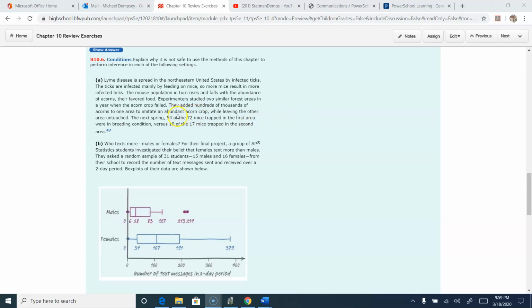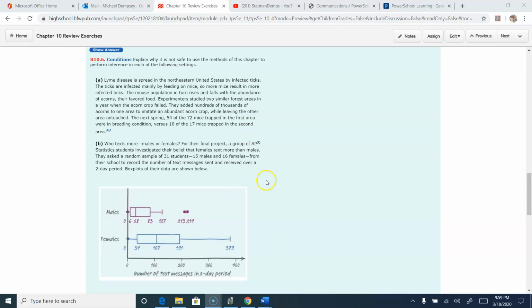54 out of 72 is going to be okay. 54 is much bigger than 10. And then if we do 72 minus 54, that's also bigger than 10. And then we have 10 out of 17, but if we go the other way, 17 minus 10, 7 is less than 10. So that would be for confidence intervals, right? We'd look at the counts.